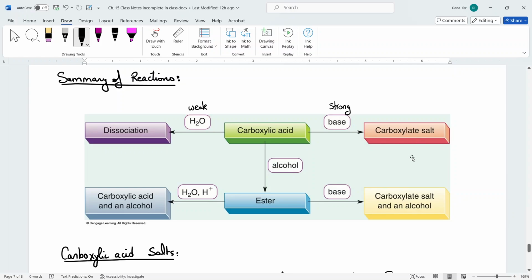Okay? Now, if you want to go ahead and react your acid with the alcohol, then you're going to make an ester. And with esters, they do undergo hydrolysis in presence of an acidic medium and a basic medium. So if you hydrolyze the ester in presence of an acidic medium, then in this case, you're going to get the carboxylic acid and the alcohol. If you hydrolyze it in presence of a basic medium, that process is called saponification. And you are going to get the carboxylate salt and an alcohol. The process by which you go from a carboxylic acid to the ester is called esterification.